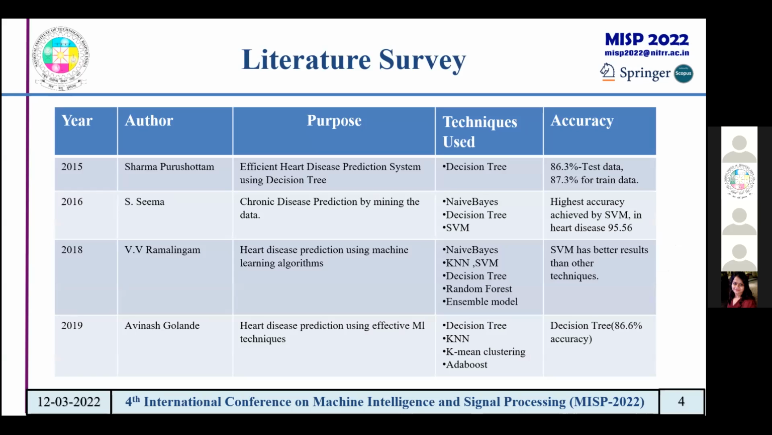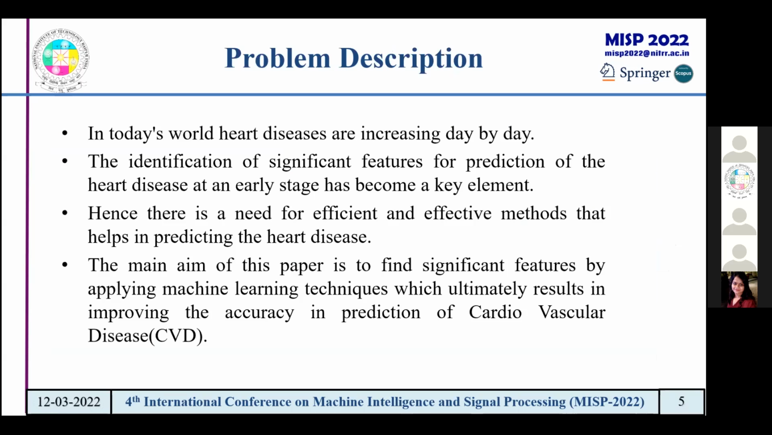This is the literature survey. These are the papers which we took for reference for this paper. These are some of the papers we took for the literature survey, sir. And this is the problem description. The identification of significant features for the prediction of heart disease at an early stage has become a key element. So the aim of this paper is considering the significant features by applying machine learning techniques, which results in improving the accuracy of cardiovascular disease prediction, sir.